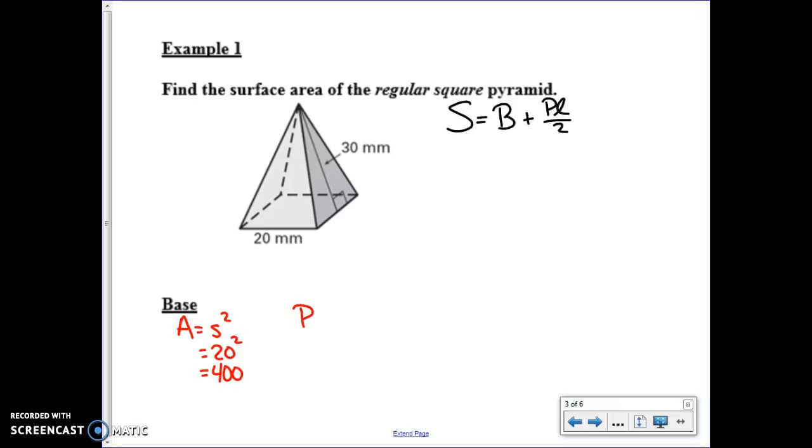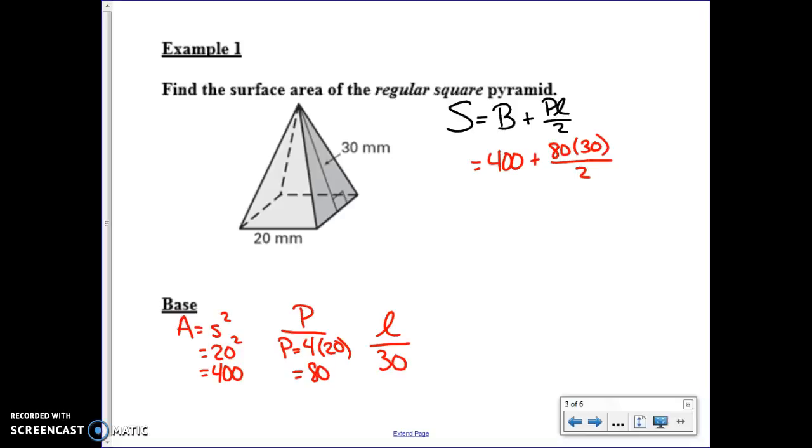The perimeter then would be 4 times 20, or 20 times 4, and we get 80. Our slant height would be 30. So now we're just filling in pieces. So I fill in the base is 400. The perimeter is 80. The slant height is 30. And I divide by 2.